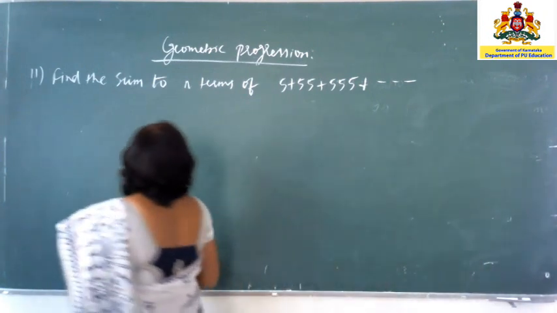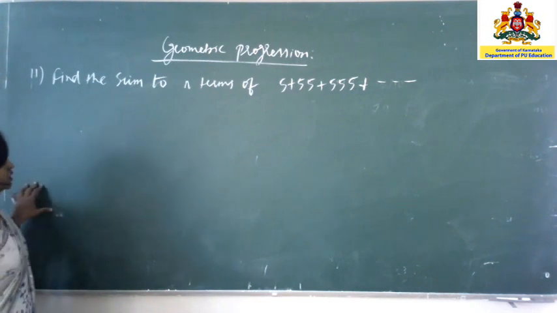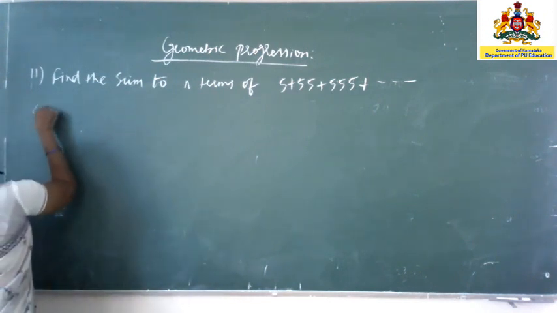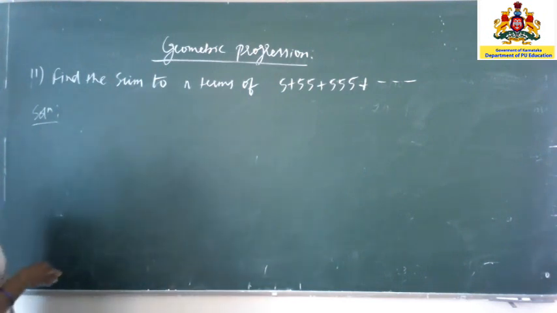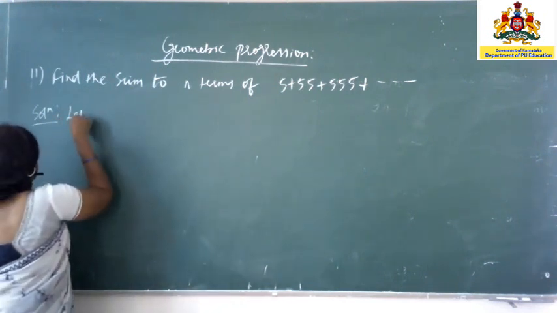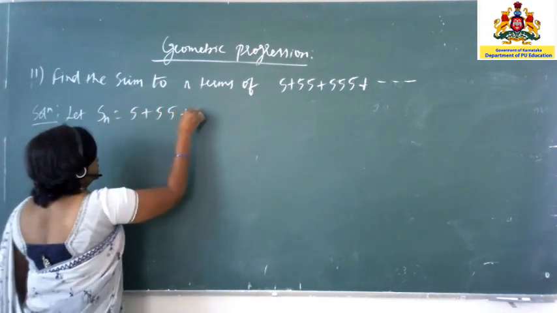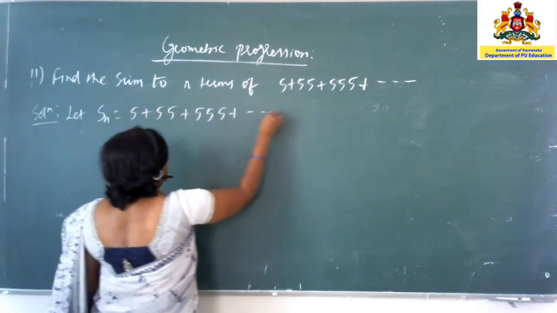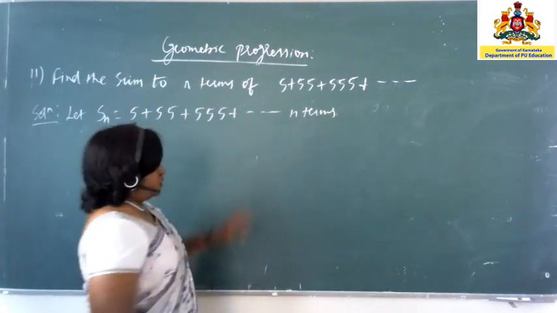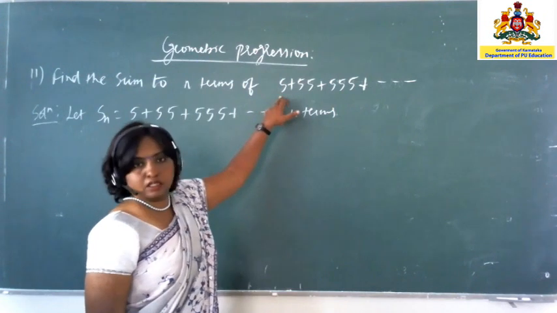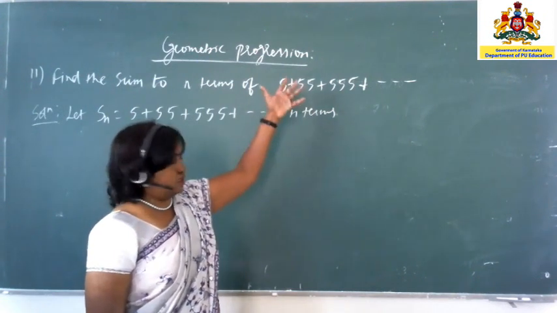Next sum, find the sum to n terms of 5 plus 55 plus 555, so on up to n terms. Most repeatedly asked question for 4 marks. Let Sn is equal to 5 plus 55 plus 555 plus so on up to n terms. So this number may change. Instead of 5, you may get 7 plus 77 plus 777, 3 plus 33 plus 333.